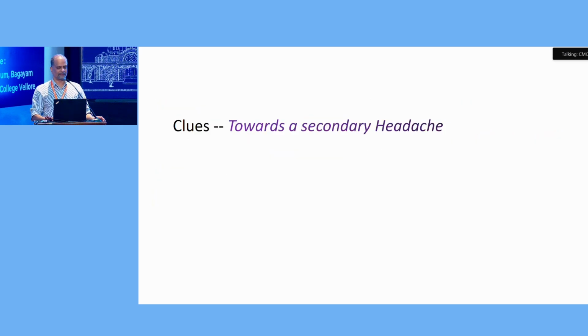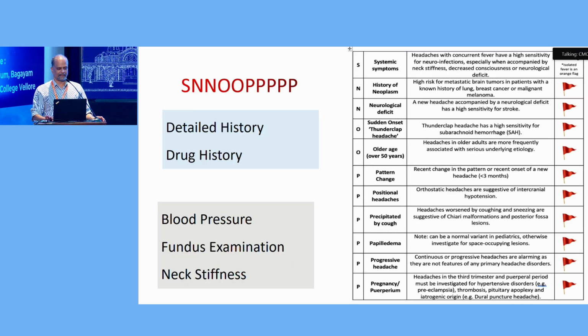So what are the clues towards a secondary headache? For this we can use the mnemonic called SNOOP. So before you do anything, make sure you get a very detailed history, get a detailed drug history, very, very important, and make sure you do a fundus examination and look for neck stiffness and of course blood pressure. Very often we have seen patients coming with headache who have high BP which has got missed out. So what is this SNOOP?